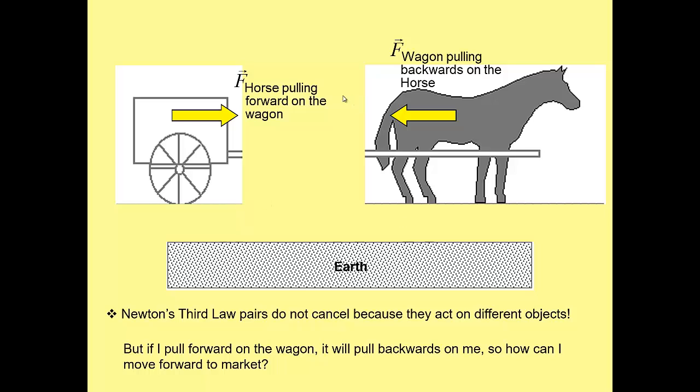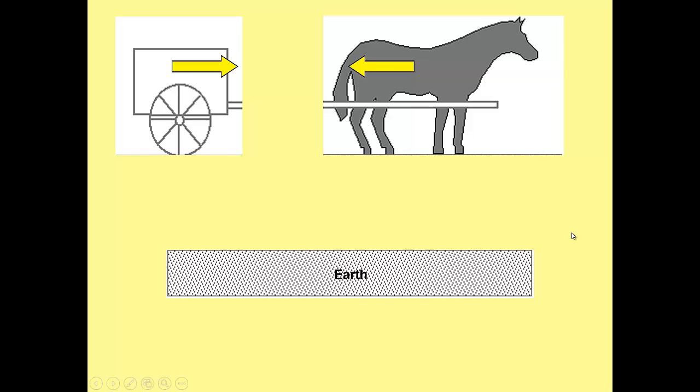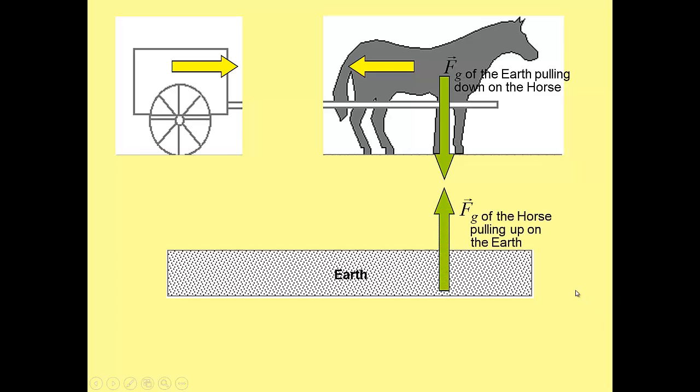Some of you might have been thinking this was where I was going to go before, right? Except for the forces acting on different objects thing. Isn't there more going on for a horse to go to market than just the horse pulling on the wagon and the wagon pulling on the horse? Sure, there's a whole bunch of things going on. For example, the earth is pulling down on the horse with a force of gravity. By Newton's third law, if the earth is pulling down on the horse, what's the horse doing? It's pulling up on the earth with an equal and opposite force. This is another Newton's third law pair. Do you notice how one force acts on the horse, one acts on the earth, so they don't cancel?